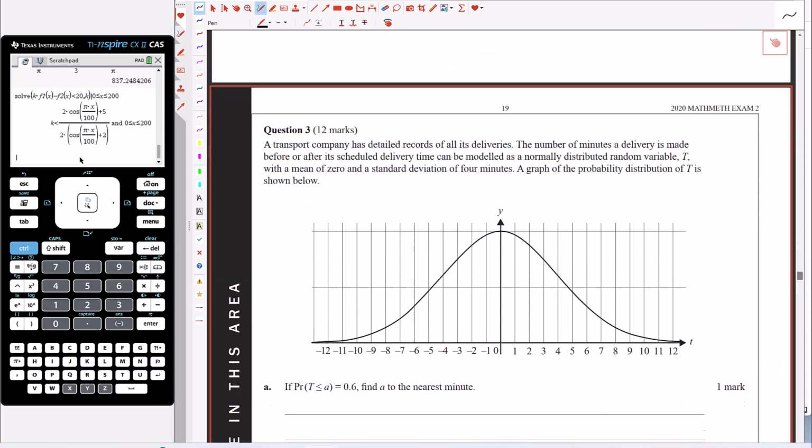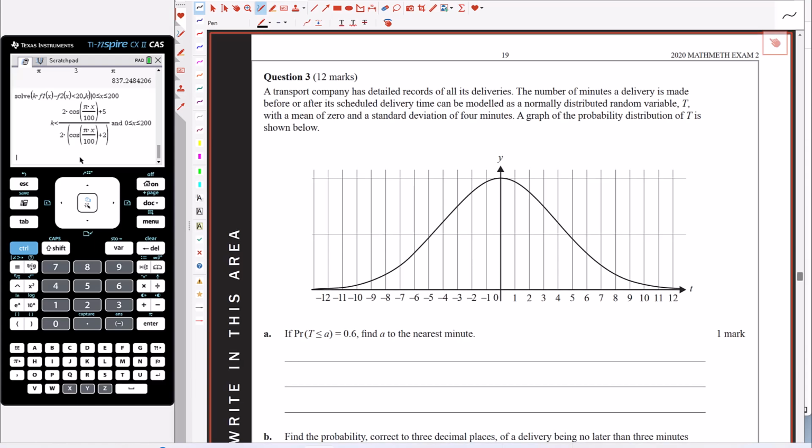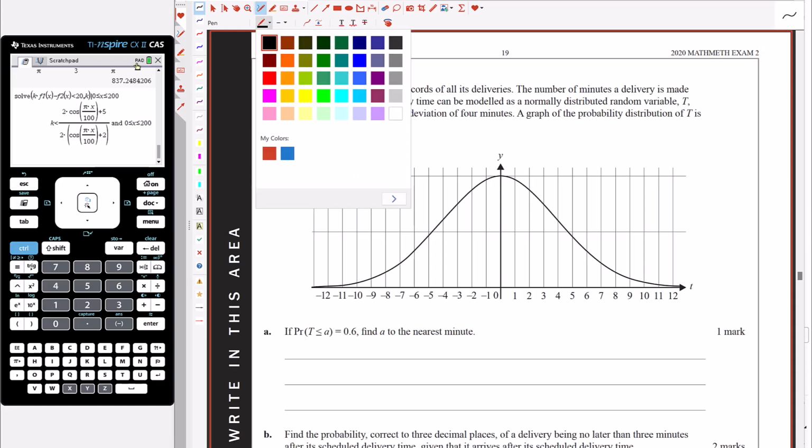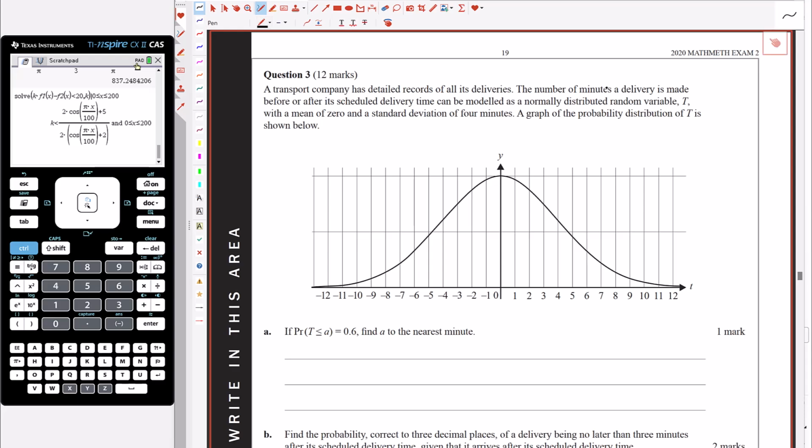Okay, and then we are on to question 3. Sorry. A transport company has detailed records of all its deliveries. The number of minutes a delivery is made before or after its scheduled delivery time can be modelled as a normally distributed random variable, t, with a mean of 0 and a standard deviation of 4 minutes. A graph of the probability distribution of t is shown below. If the probability of t being less than or equal to a is 0.6, find a correct to the nearest minute. So that's just a straight inverse normal question.